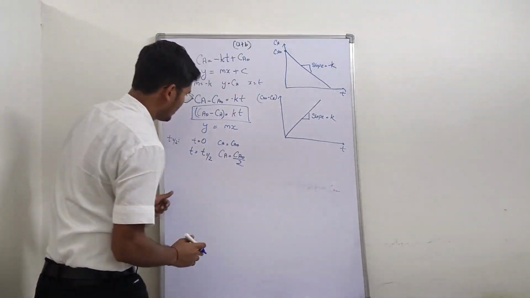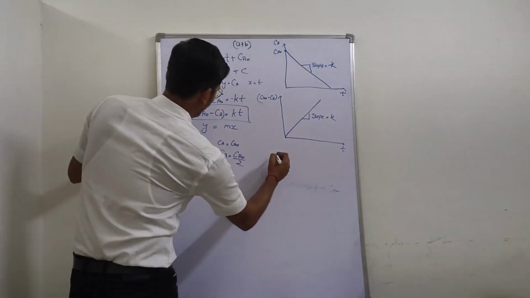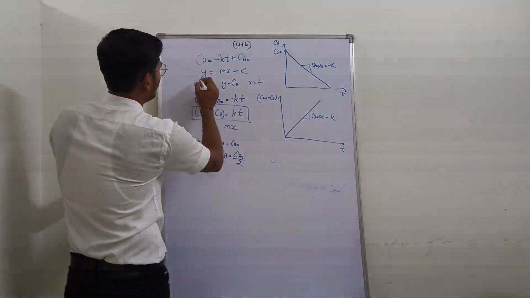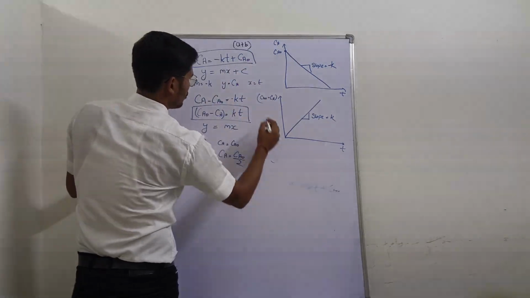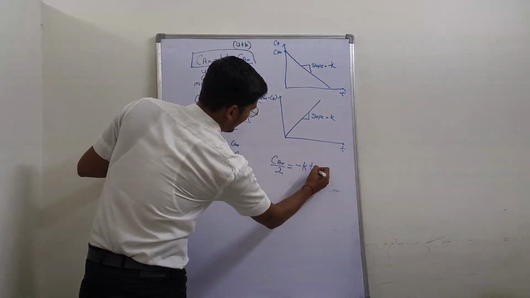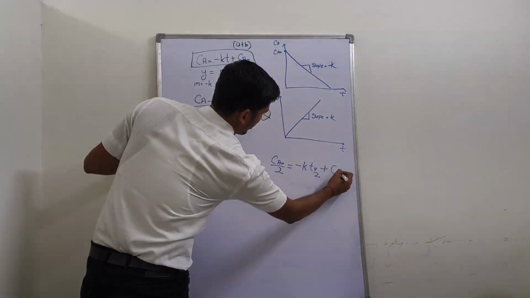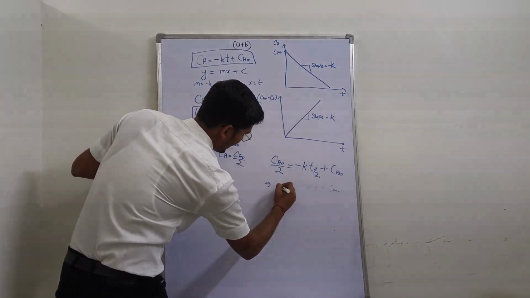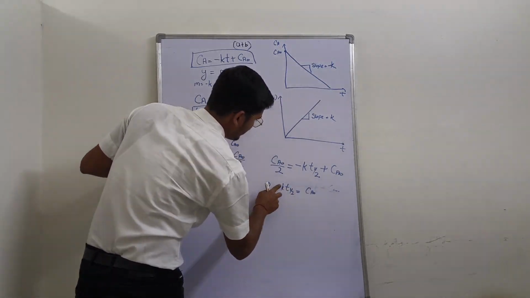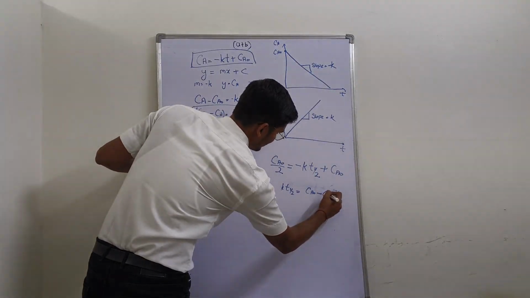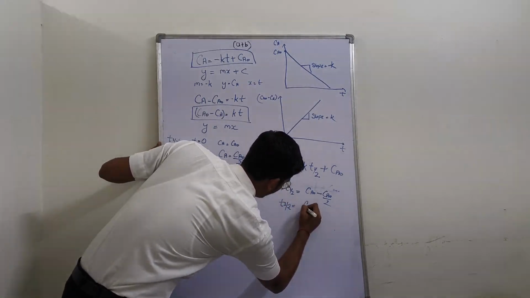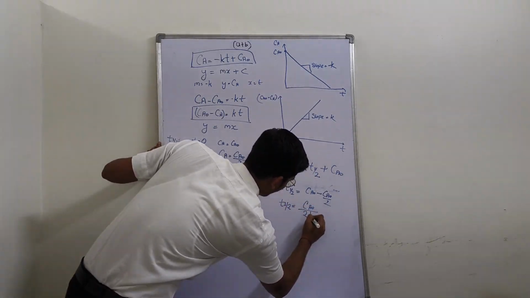So let me finish it fast. If you put that Ca in this equation, which is our main equation which we have derived: Ca equals Ca naught by 2 equals minus K T half plus Ca naught. From here we get minus K T half equals Ca naught by 2 minus Ca naught. Removing the minus, from here I will get T half equals Ca naught by 2K. Okay.